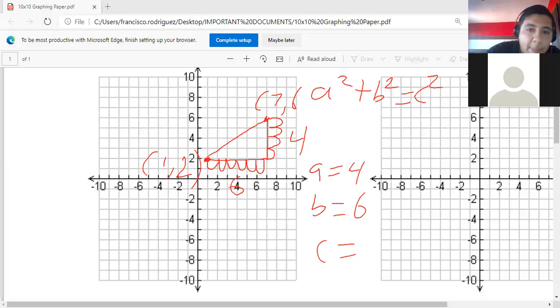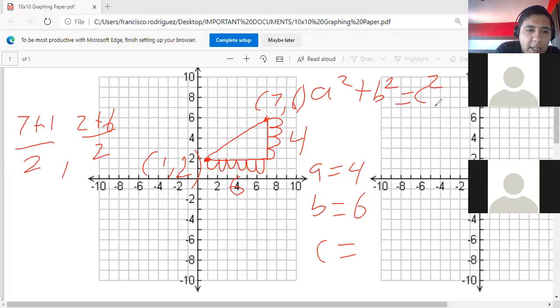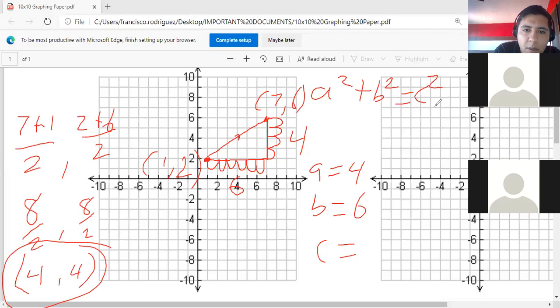But anyways, so 1 and 2, 7 and 6. What we're going to do is add up 7 plus 1 and divide that by 2, and then 2 plus 6 divided by 2. So that should be 8 divided by 2, which is 4. And same over here, 8 divided by 2, which is also 4. So yes, the midpoint should be 4 and 4. That's correct.